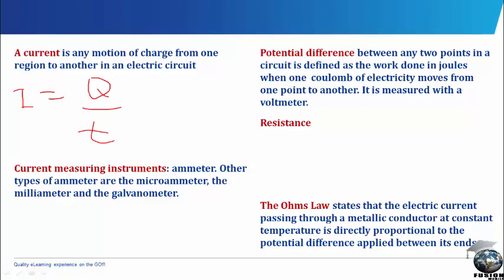We have current measuring instruments such as ammeter, the micrometer, microammeter, the milliammeter, and also the galvanometer.